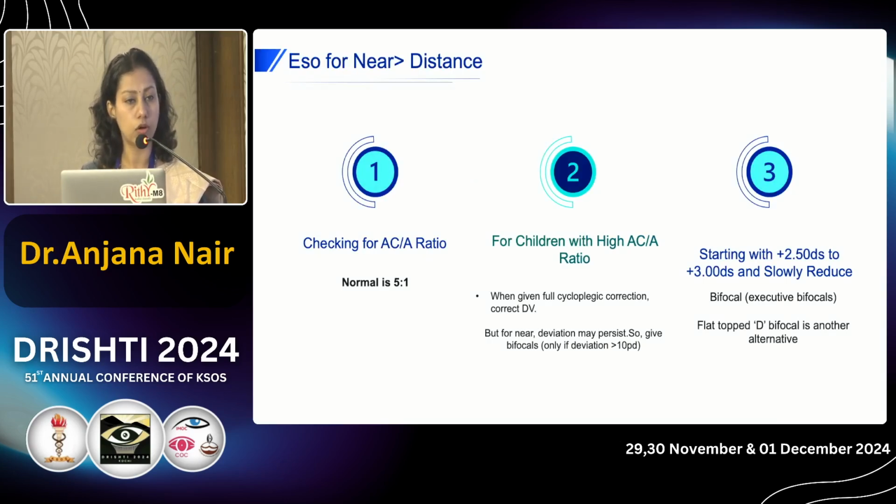And in children with esotropia, if the esotropia is more for near, we should consider checking the AC/A ratio. We all know that the normal AC/A ratio is 5:1. In children with high AC/A ratio, it cannot be corrected with normal glasses. It has to be given as an executive bifocal with plus 2.5 to plus 3 diopters, or a flat-top D bifocal is another alternative to the executive bifocal.